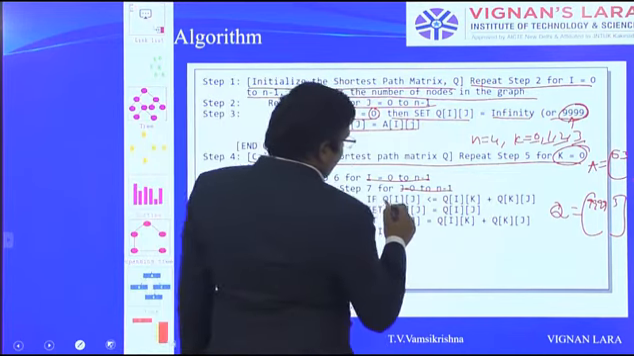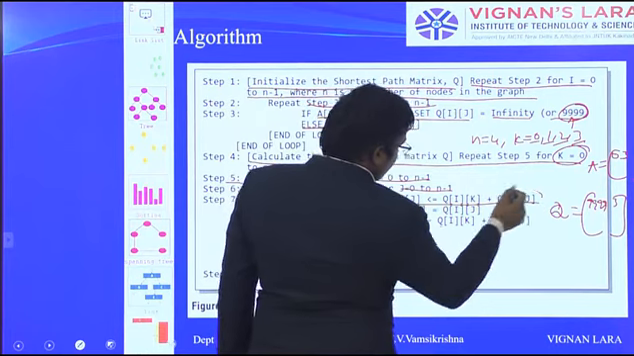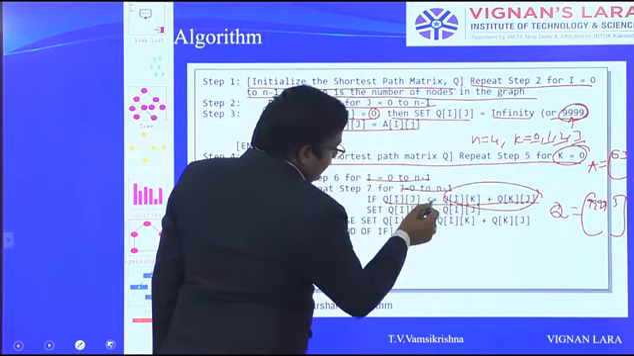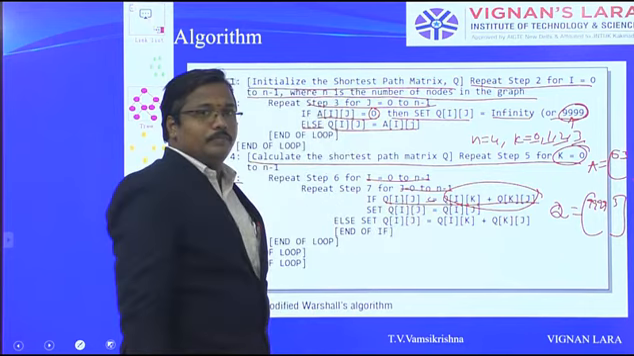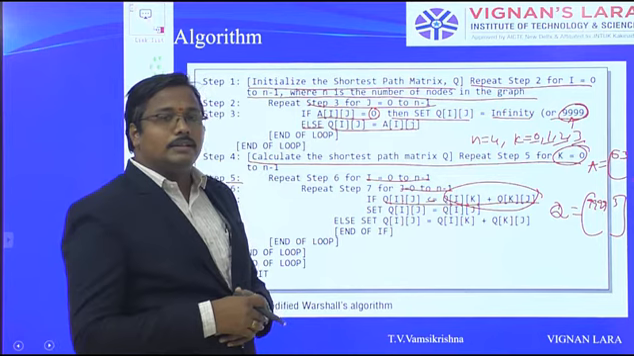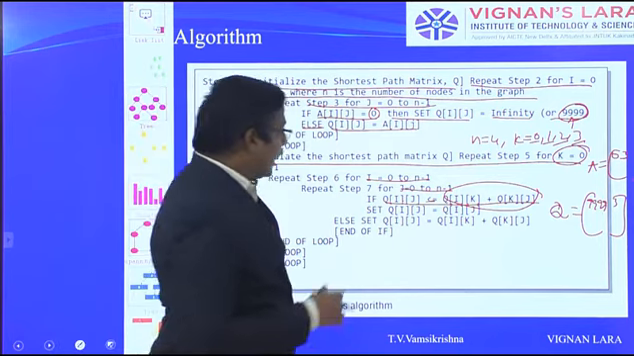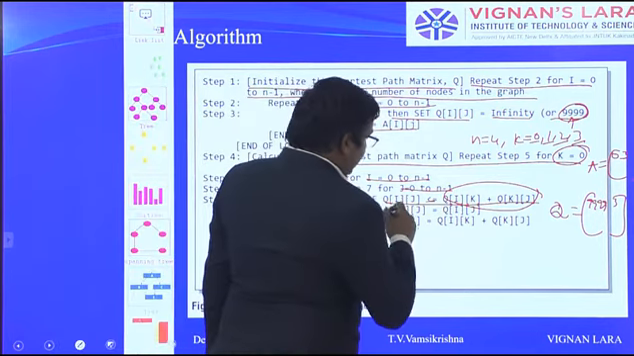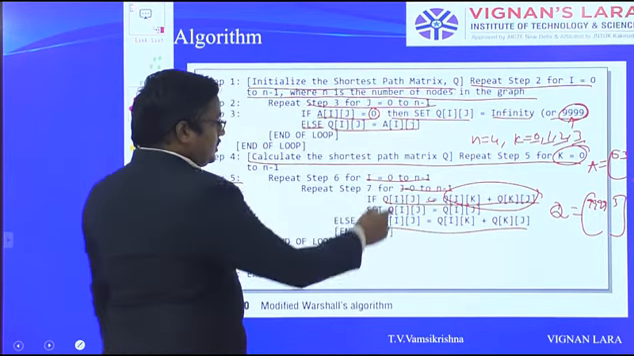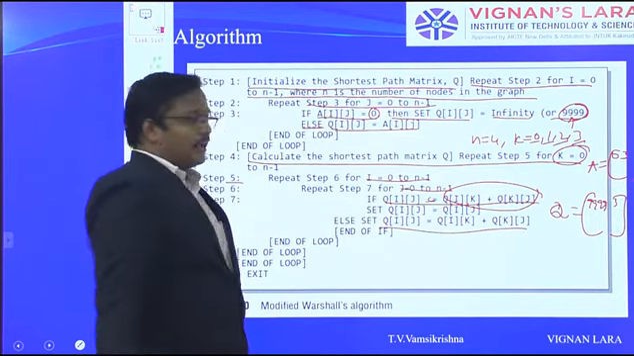Each and every time we are calculating the distance. If q of ik plus q of kj is greater than or equal to q of ij, it means q of ij is the minimum, so there is no need to change anything. Otherwise, if q of ij is the larger one, we need to update it, so else we update it.